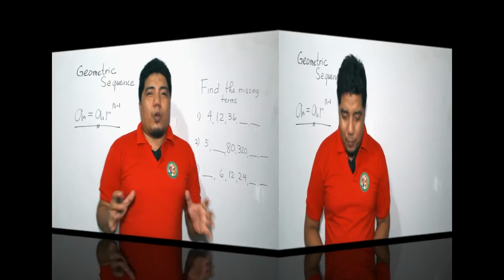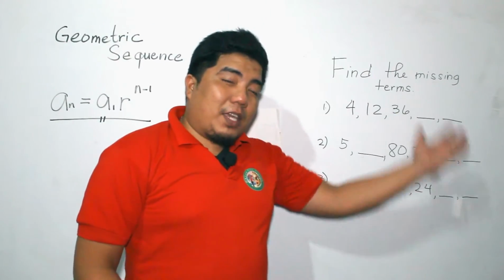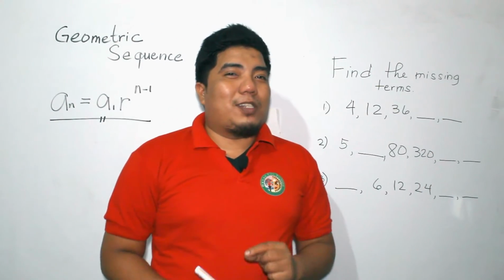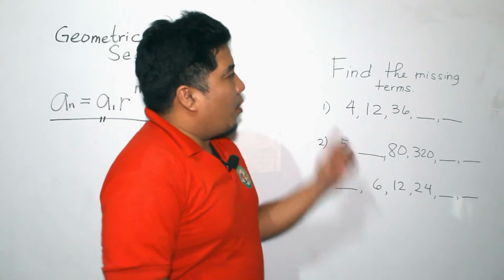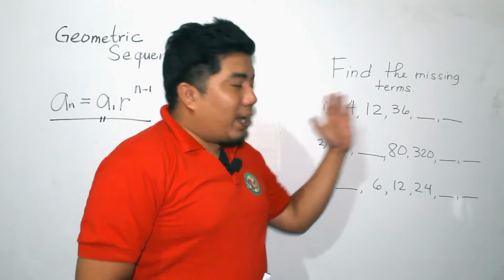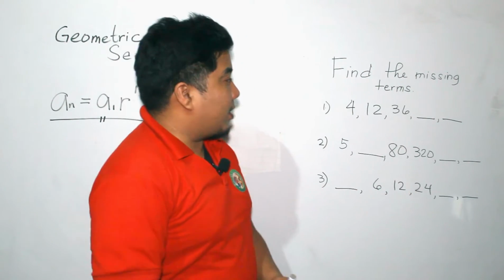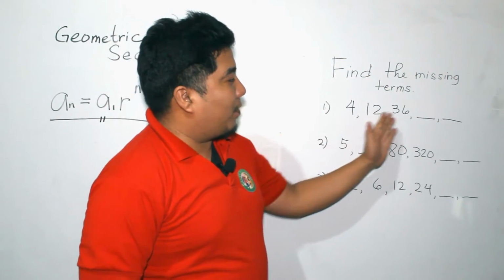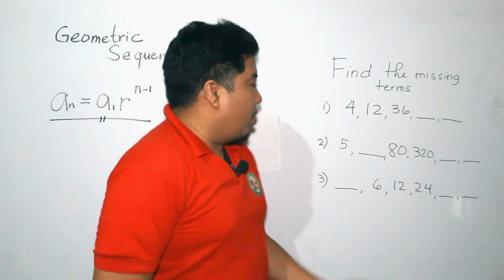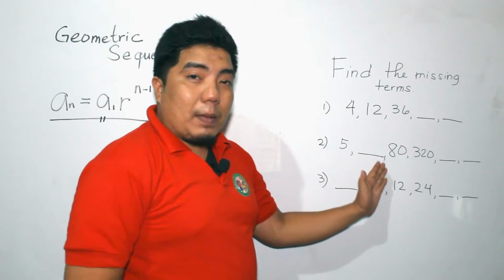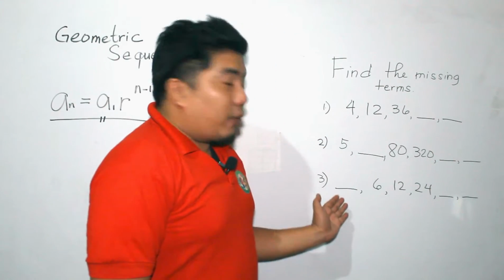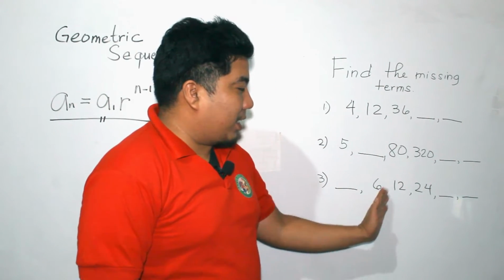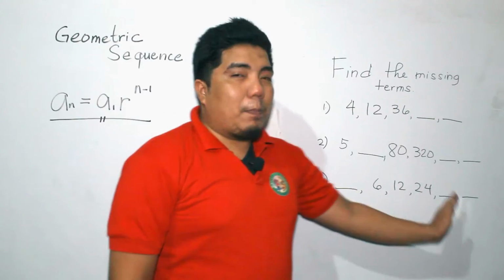So, let's start. Okay, math learners, we have here the given exercises that we need to consider for us to achieve the first objective. Find the missing terms. We have here the geometric sequences. For number 1, we have 4, 12, 36, blank, and blank. For number 2, we have 5, blank, 80, 320, blank, blank. For number 3, we have blank, 6, 12, 24, blank, blank.